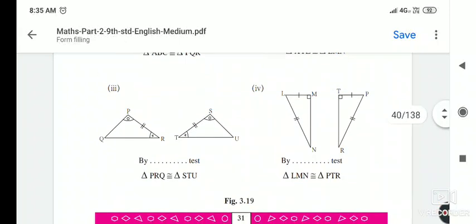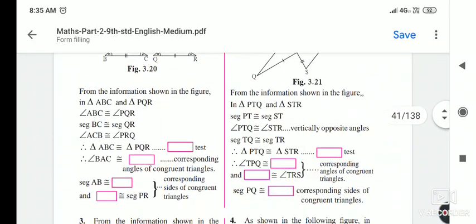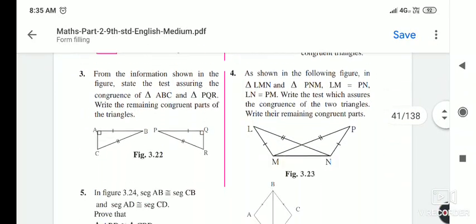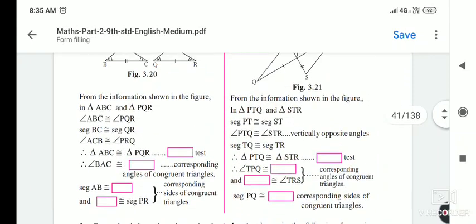Then you have to solve this. I am not going to explain it deeply because you have to solve it. You have to complete this, and if you have any doubt we will see tomorrow.